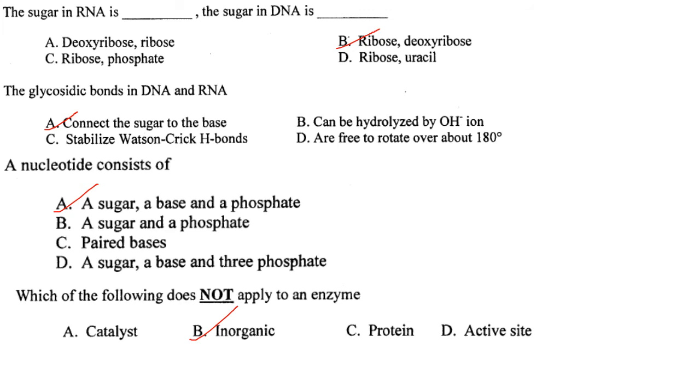So answer is option A. Then a nucleotide consists of, this is also a repeated question, a sugar, a base and a phosphate. Not only for this particular Hyderabad University entrance, but I have seen for other entrance exams also that this particular question, either nucleotide or nucleoside, is being asked.